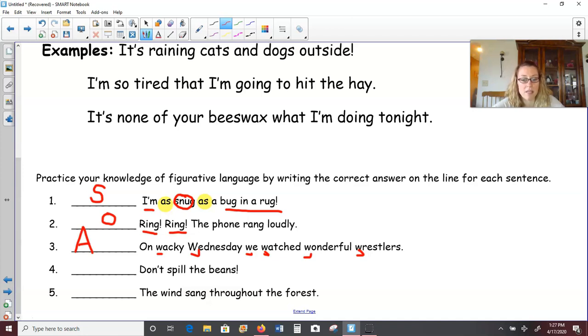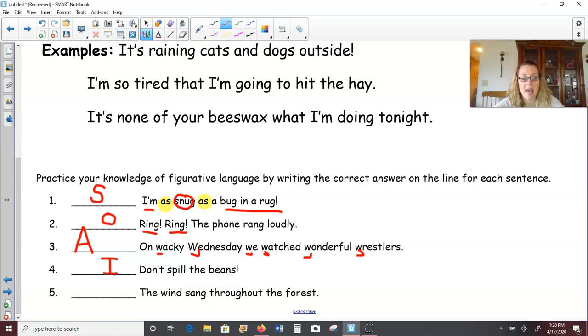Don't spill the beans. Well, when someone tells you don't spill the beans, they're not actually talking about a jar of beans and be careful you don't knock them over or drop the bowl of beans for supper. It's not actually talking about beans at all. This is a silly expression that means don't ruin the surprise or don't tell the secret. So this would be an idiom because it's a silly sentence that we don't take literally. There's another meaning behind it.